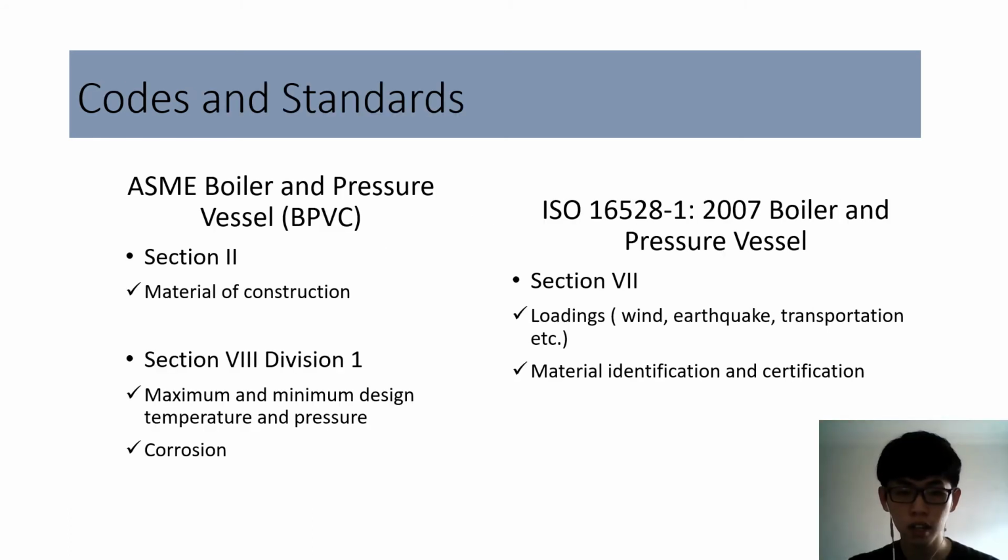In the design of a distillation column, a few codes and standards are used. First, the ASME boiler and pressure vessel code includes selection of the material of construction, maximum and minimum design temperature and pressure, as well as corrosion allowance. Second, ISO 2007 includes loadings such as wind, earthquake, transportation, handling and installation loads, and degradation mechanism. Besides, during the selection of material, the manufacturer should get the material identification and certifications.